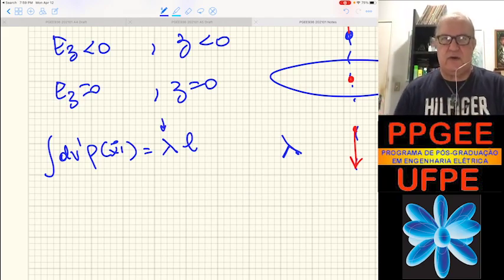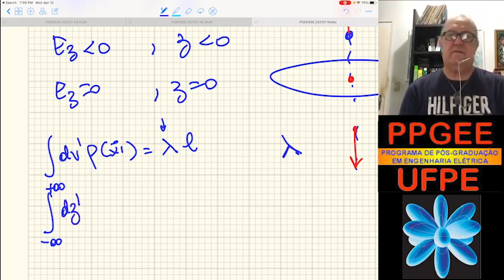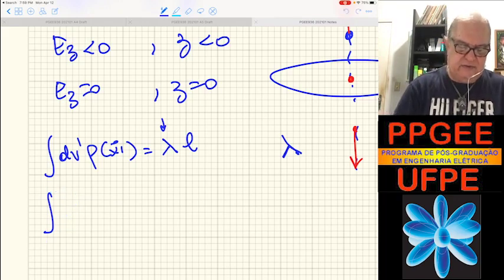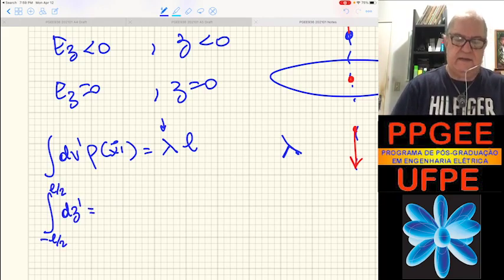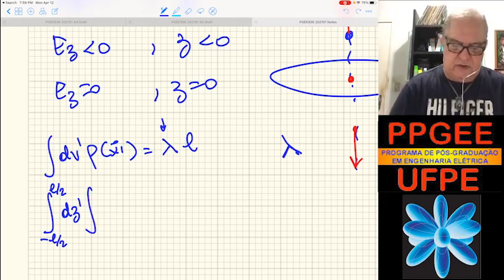So we are going to use cylindrical coordinates. Integral from minus infinity to plus infinity of dz prime. But that in practice is going to be from minus L over 2, right? To L over 2 of dz prime. Times the integral, I'm using cylindrical coordinates, 0 to 2 pi d phi prime.